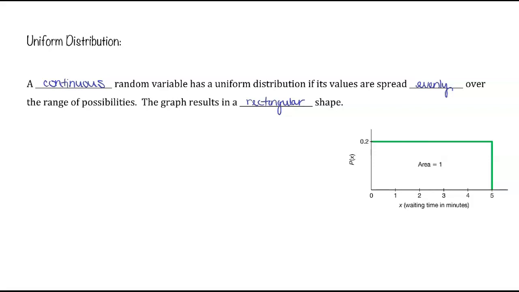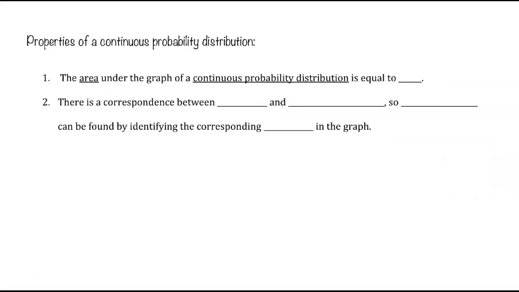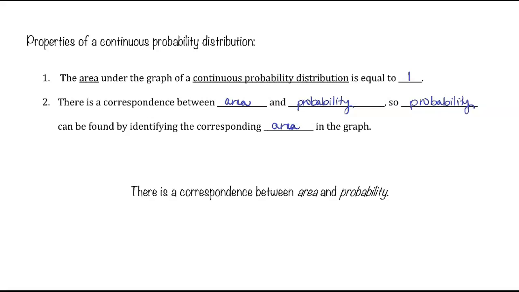These are both examples of continuous probability distributions like we've been working with, and their graphs are examples of density curves. We have the following properties. The area under the graph of a continuous probability distribution is equal to 1. There's a correspondence between area and probability. So probability can be found by identifying the corresponding area in the graph. The most important idea in this lecture is that there is a correspondence between area and probability. The area under the curve is the probability for those values.